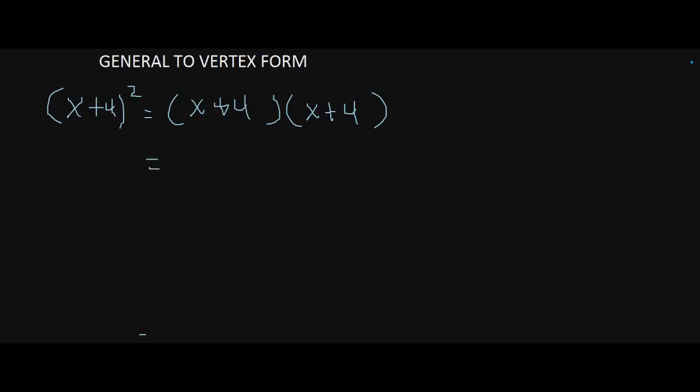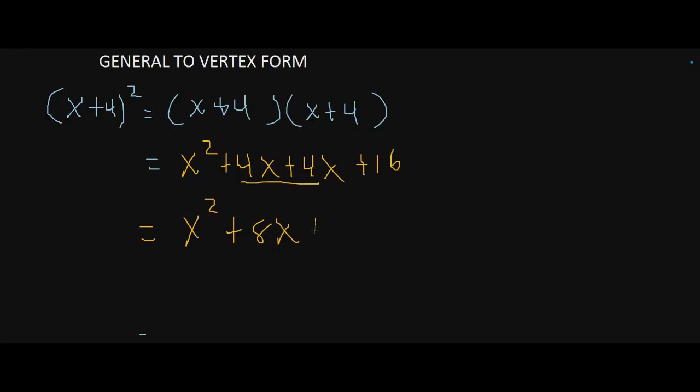Let's see, what's x times x here? That's going to be x squared. What's x times the 4? x times the 4 will give me 4x. Now we go to this 4. What's 4 times the x? That's just going to give me the 4x again. And what's 4 times the 4? The 4 times the 4 is going to give me 16. So now I'll write this out: x squared plus 4x plus 4x is 8x, and then plus 16.